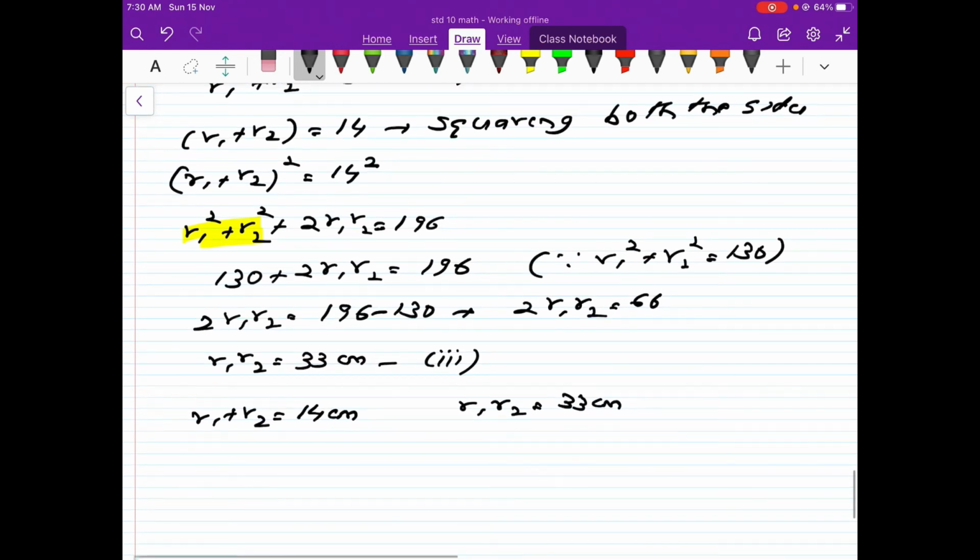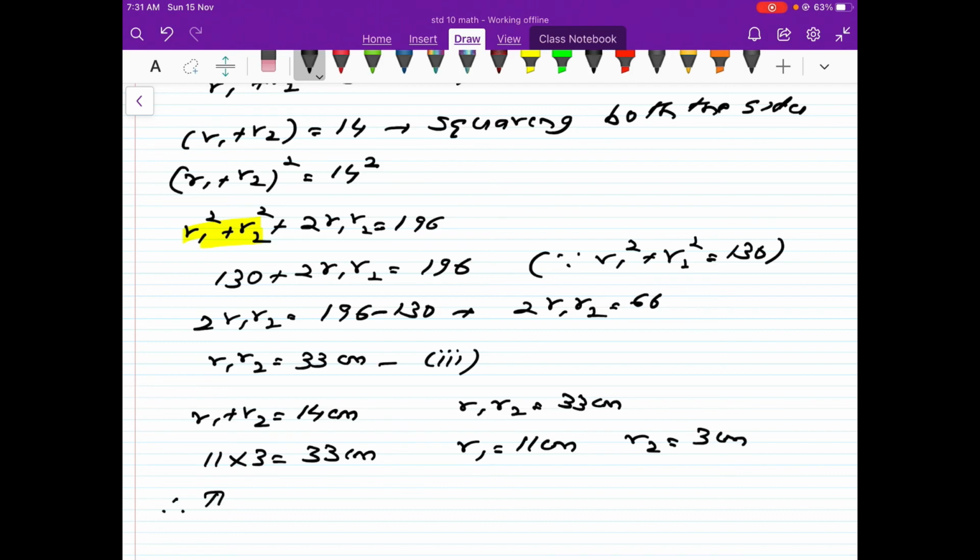This is just like splitting the middle term. If the product is 33 and the sum is 14, the only option available to us is 11 3s are 33 centimeters. So r1 I will take as 11 centimeters, the bigger circle, and r2 I will take as 3 centimeters. So we will say the radii of the circles are 11 centimeter and 3 centimeter.